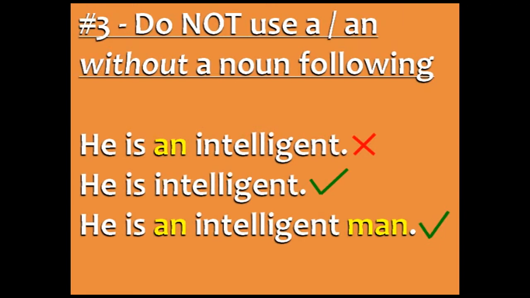Here's another example. He is an intelligent. This is not possible because intelligent is an adjective and there is no noun. Instead, say he is intelligent or he is an intelligent man.